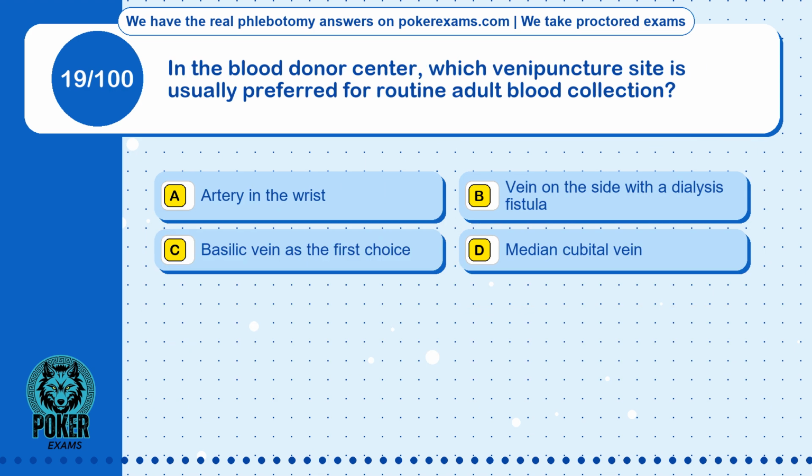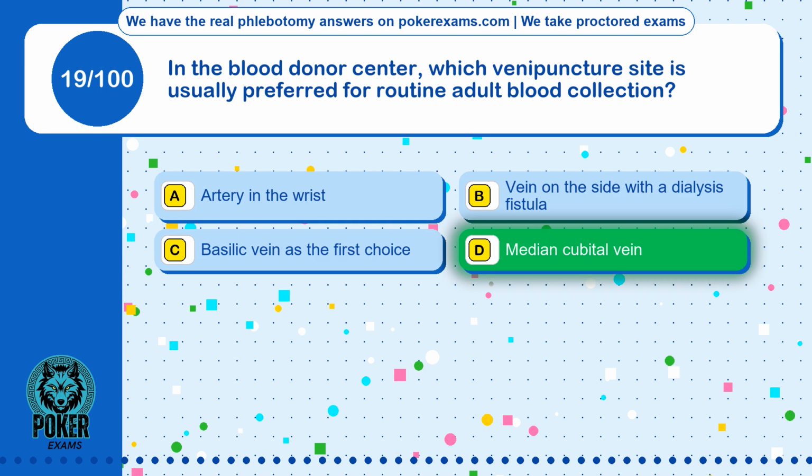Question 19. In the blood donor center, which venipuncture site is usually preferred for routine adult blood collection? Option A. Artery in the wrist. Option B. Vein on the side with a dialysis fistula. Option C. Basilic vein as the first choice. Option D. Median cubital vein.